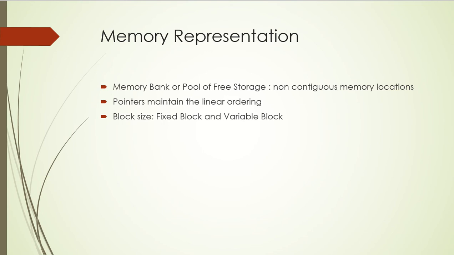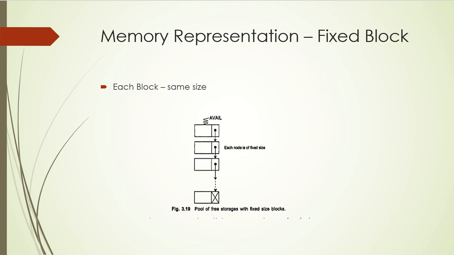Okay, so let's see some memory representations of fixed block, variable block, and so on. The memory bank, as I said, is a non-contiguous storage of available memory locations. Each of them will be connected together using pointers. They maintain the linear ordering. The block size can be either fixed or variable. So you can see fixed: in fixed block allocation, each of the blocks has equal size, and it will be fixed.